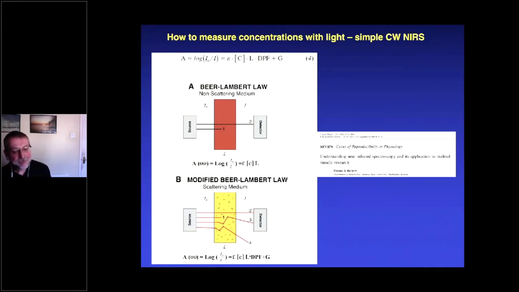But if you look at the second half, the bottom of the slide, it's much more complicated because in a scattering medium, the light bounces around and you don't quite know what the path length is. Some of the light doesn't get to the detector. So you need to apply some sort of correction to allow for the fact that it's not a simple, nice test tube. It's a lump of tissue. That's hard. And how you do that is done differently in different machines.